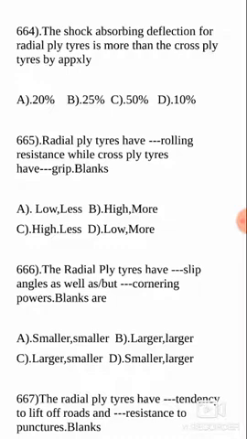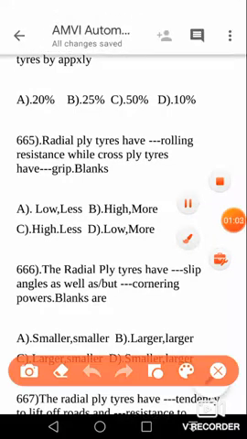Let us continue. So first, the shock absorbing deflection for a radius. Today our discussion is going to revolve around tires, different types of tires. There are two types of tires basically, radial ply tires and cross ply tires. We are going to have a number of questions on these types of tires, and some other aspects related with these tires. First question: the shock absorbing deflection for radial ply tires is more than the cross ply tires by approximately 25%. It is 25%.